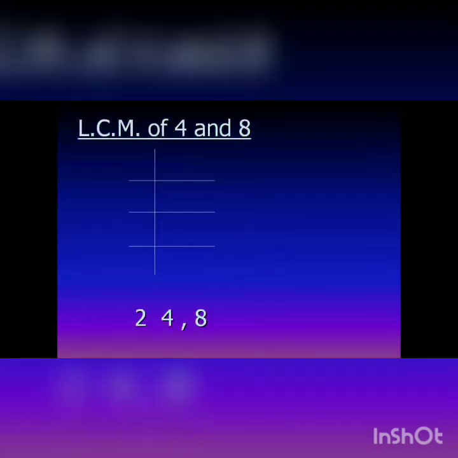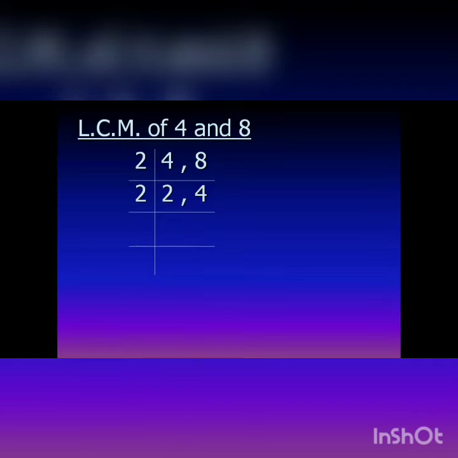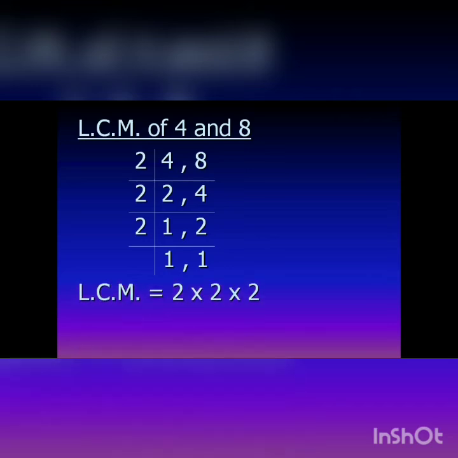For finding the LCM of 4 and 8, we will use the ladder method. As 2 is the common factor of 4 and 8, we will write down 2. 2 2s are 4, 2 4s are 8. Again 2 is a common factor of 2 and 4, so we will again take 2 as common factor, and it will become 2 1s are 2 and 2 2s are 4. Again 2 can be taken, so 1 will be copied down as it is and 2 1s are 2. So in this case, LCM will be equal to 2 multiplied by 2 multiplied by 2 equal to 8.